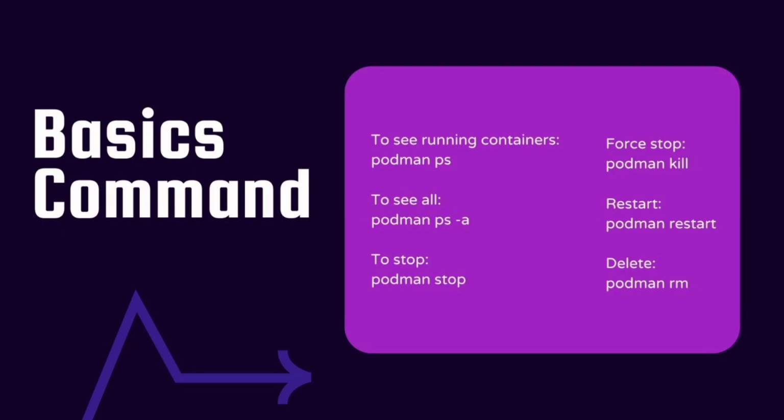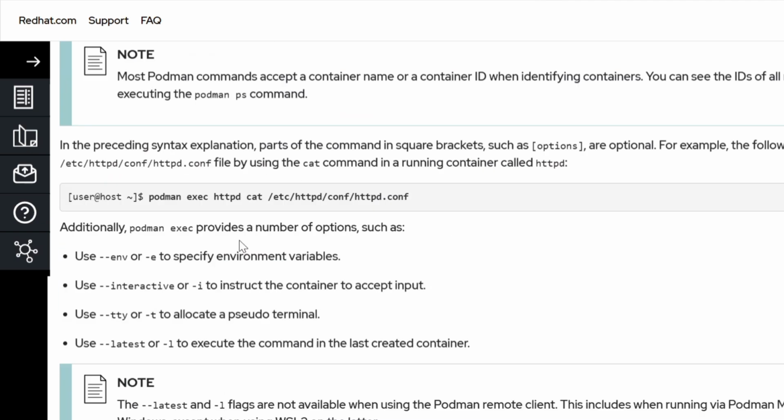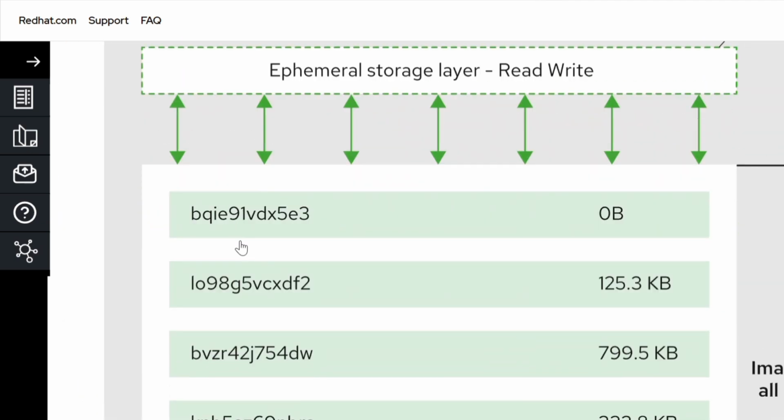Managing the container lifecycle. Now let's manage a container. To see the running containers, we can use podman ps. To see all, we can use podman ps -a. To stop it, we can use podman stop. And to force it, we can use podman kill. To restart it, we can use podman restart. And to delete it, we can use podman rm. And yes, stopping is not the same as deleting. A stopped container still exists until you remove it. Alright, so in chapter 2, we'll learn how to run, stop, restart, and delete containers.